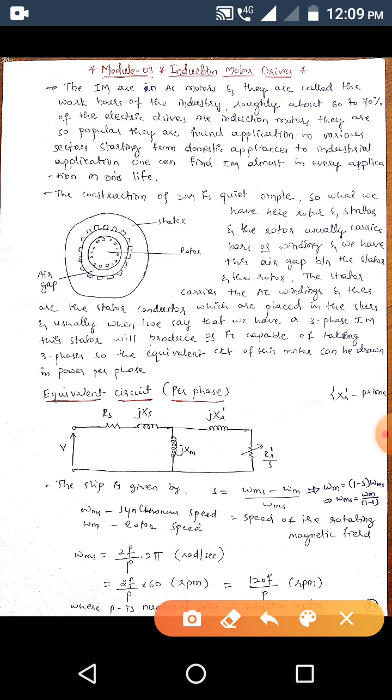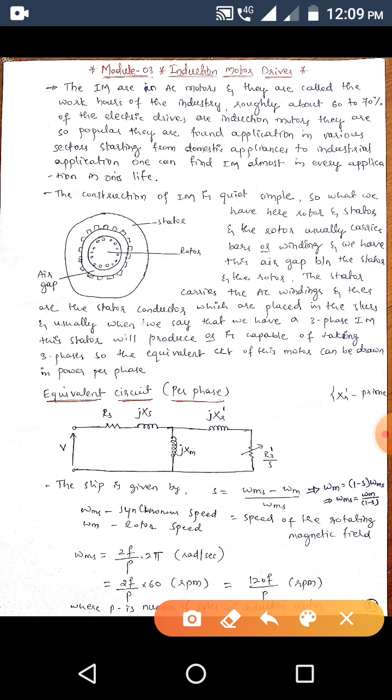So we have completed the second module in the previous class on fundamentals of electrical drives. Today we'll see the next module, or next topic, induction motor drives. Okay.